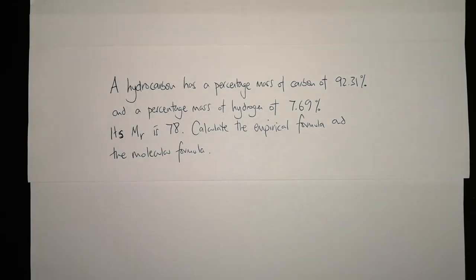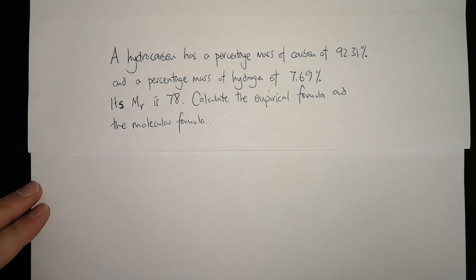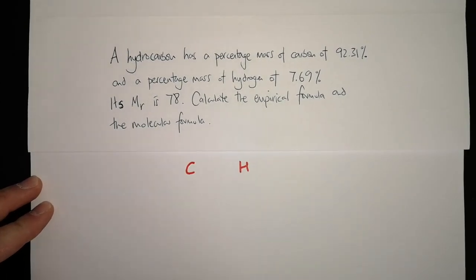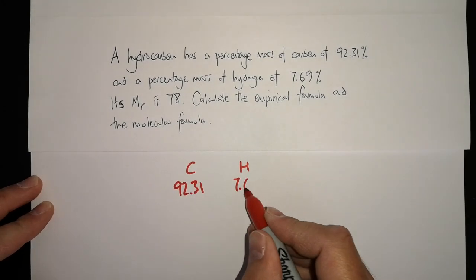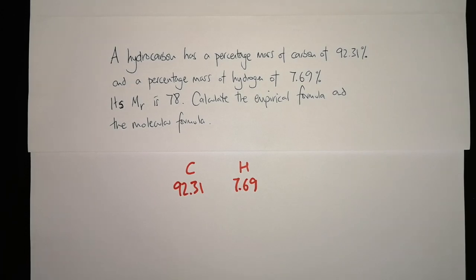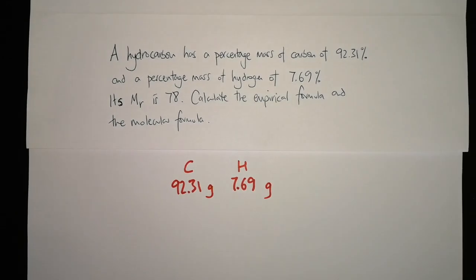Okay, good. I'm glad you've had a go at that. I'm now going to go through exactly what I would do in order to answer this question. So if I just open my calculator on my other screen. Okay. So what I would do is I would think I have carbon and I have hydrogen. And I know that it's 92.31% of carbon and 7.69% of hydrogen. So if I was imagining 100 grams, that would be 92.31 grams of carbon and 7.69 grams of hydrogen.